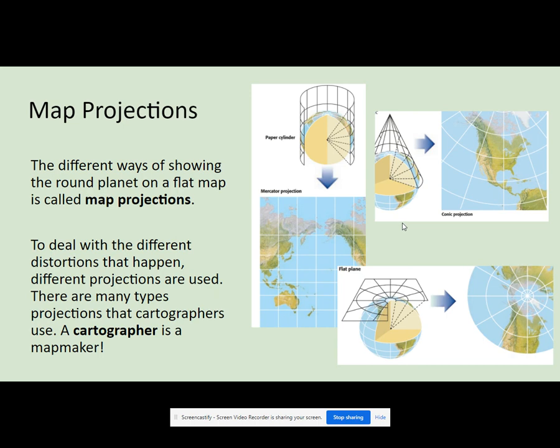And a cartographer is just the fancy name for a map maker. So that's their official title. A cartographer is a map maker. But again, map projections are the different ways of showing the round planet on a flat map to best deal with the distortions.